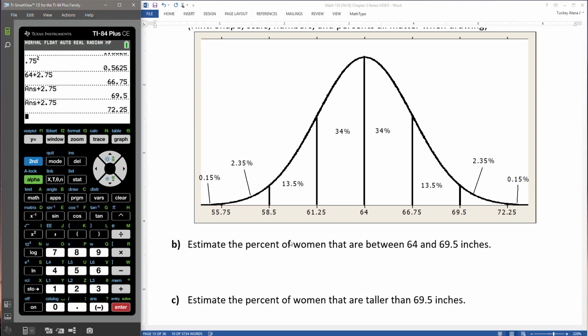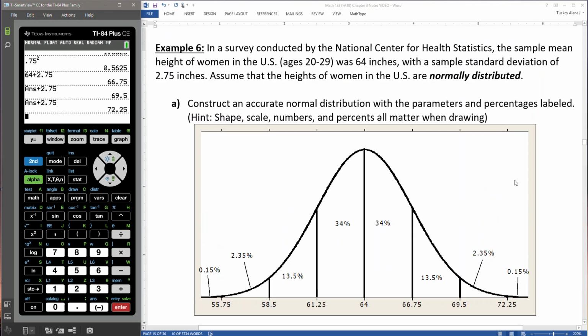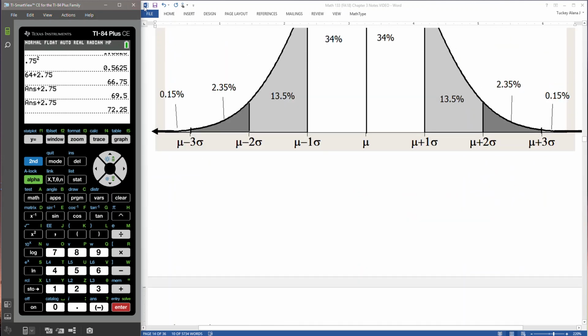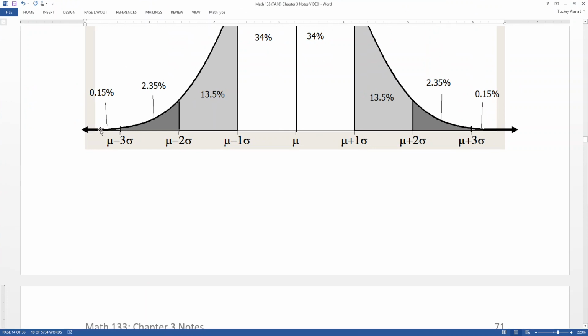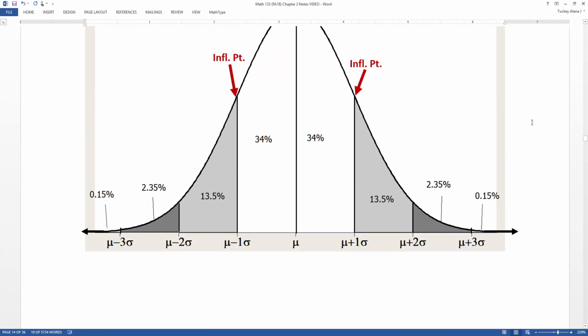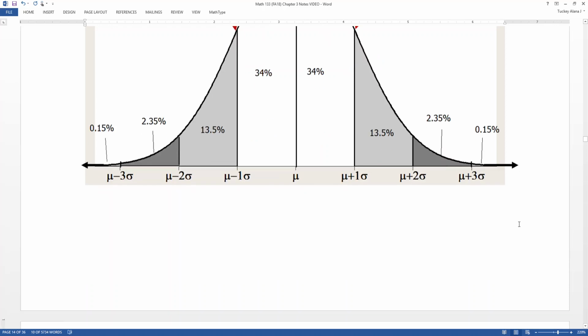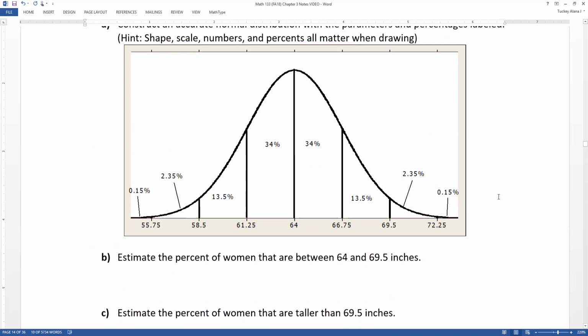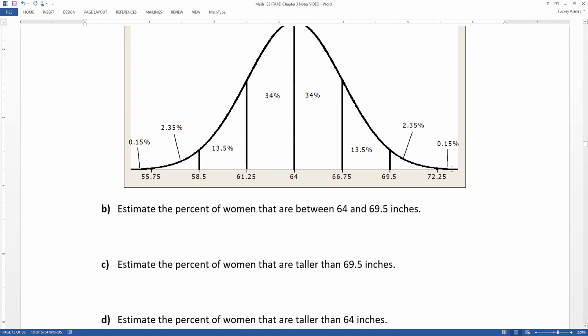I stop at 3. Now keep in mind, this 0.15, let me just scroll back up here. I was more clear about it up here. Those are arrows. That means that it goes on forever, hypothetically speaking. Now, we all know that women can't actually be forever tall, but it doesn't matter. This is a model. So you're saying anything past 72.25 is 0.15% of the population. So women that are 74, 75, 76, 77 inches tall, they're all in that 0.15%. Similarly, 54, 53, 52, 52 and a half, they're all in this bottom 0.15%.